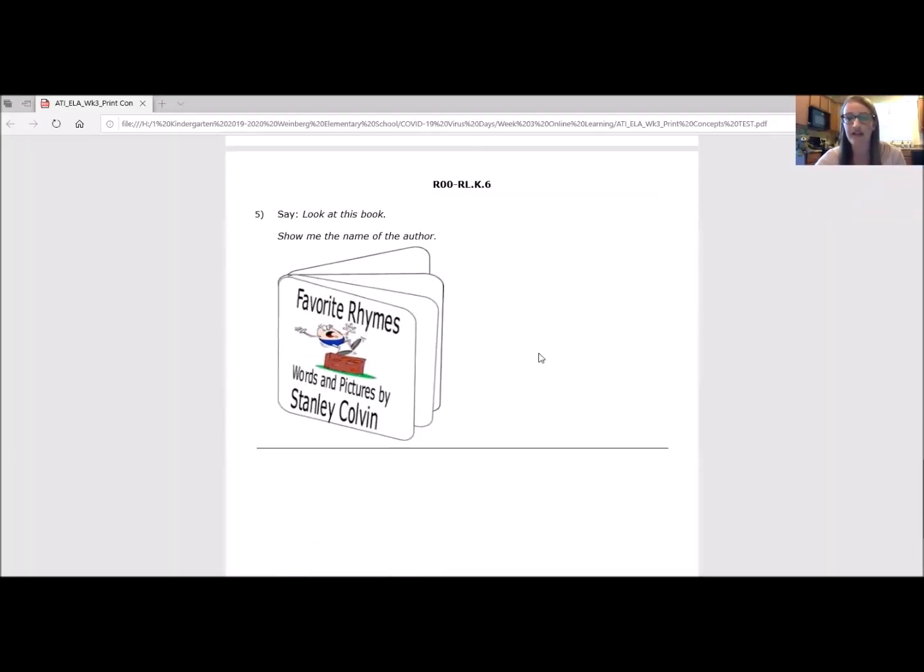All right, and we've got one last question here. Number 5 is asking us to look at the book and show where the author is. You're going to point to the author. It says Favorite Rhymes, Words and Pictures by Stanley Colvin. So the author is Stanley Colvin, but the cool thing about this book is that Stanley Colvin is the author. He wrote the story and he's the illustrator. He drew and colored all the pictures in the book. Sometimes that can happen. Pretty cool, right?